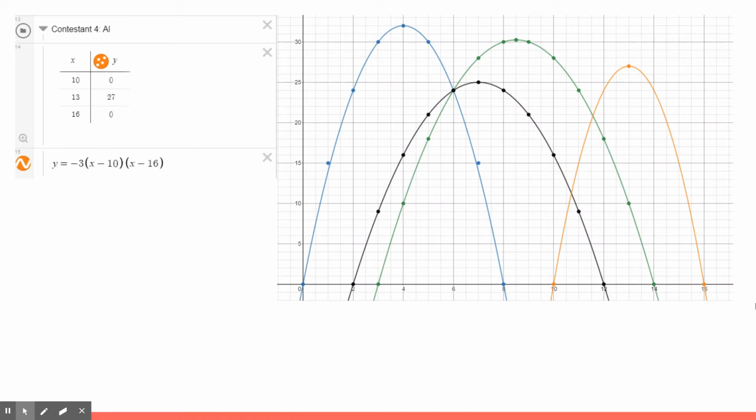Okay, so now Al, we've got orange. Al released at 10, and then it fell back down at 16. So it didn't really travel a huge amount of horizontal distance. It did go higher than the black graph in vertical distance. So now we should be able to take a look at this and answer some questions.